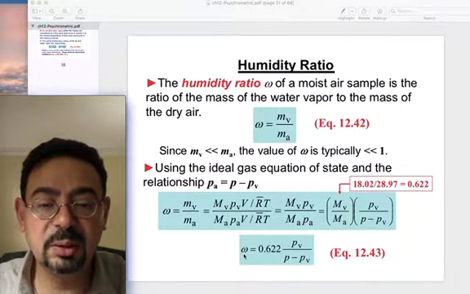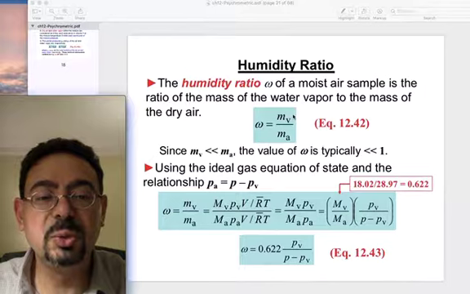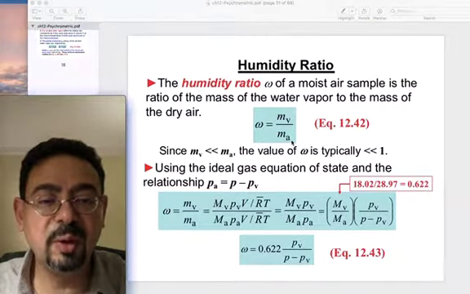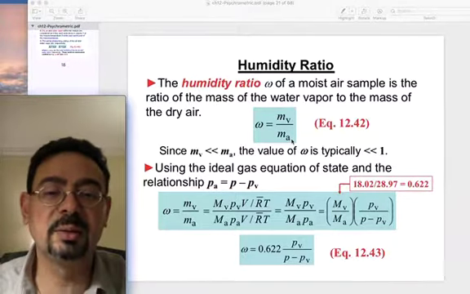What's the unit of this guy? Joule, no, kilogram over kilogram. Kilogram of water vapor over kilogram of dry air. Right?